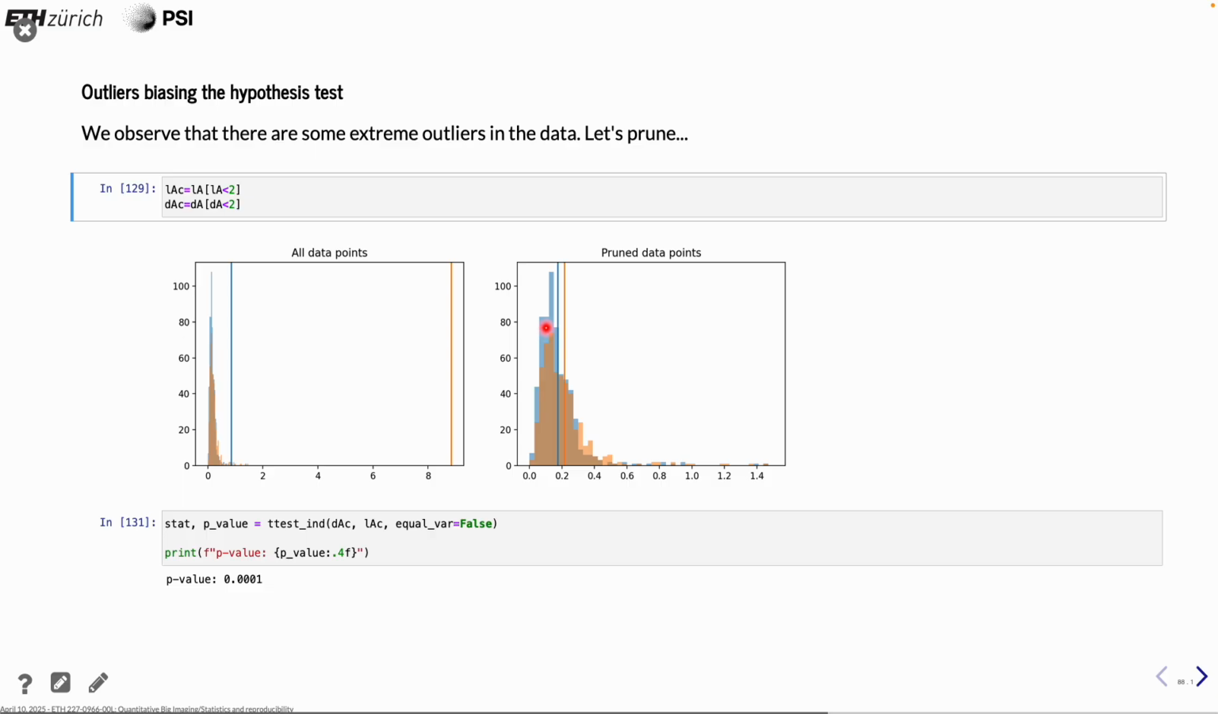And then I get a histogram like this, and with the pruned data, now I get something that I can start to compare. And now I get a very small p-value, so that actually confirms that these two samples are different. Even though the histograms are very much overlapping, they are shown to be different.